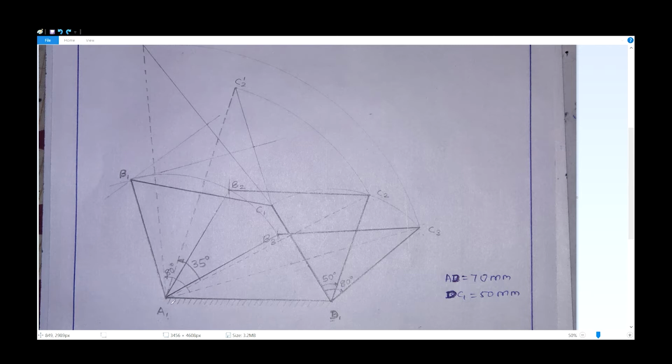and at first I have taken a line. This line is A1 D1. The distance may be any suitable length. I have taken here 70 mm. The points A1 and D1 are fixed points, and A1 D1 is also a fixed length.